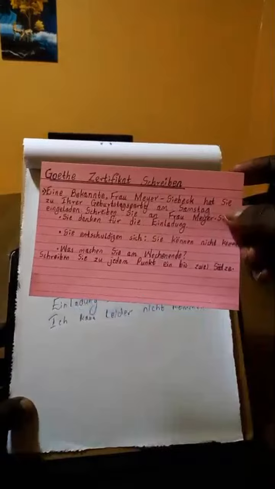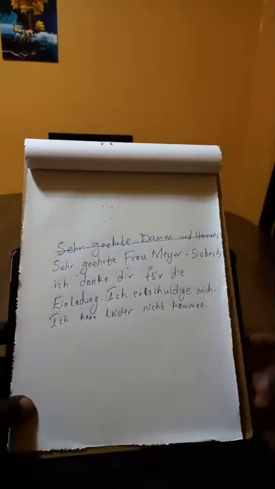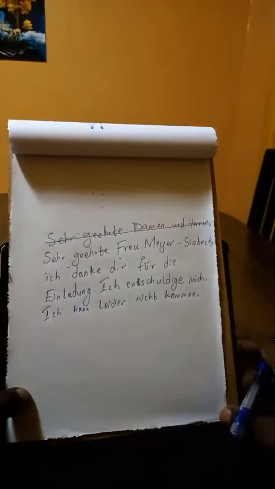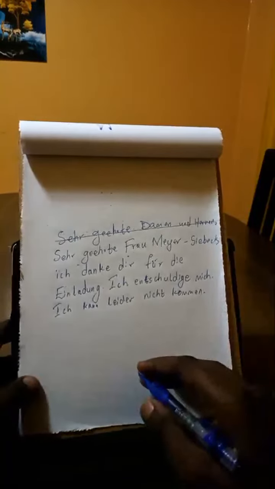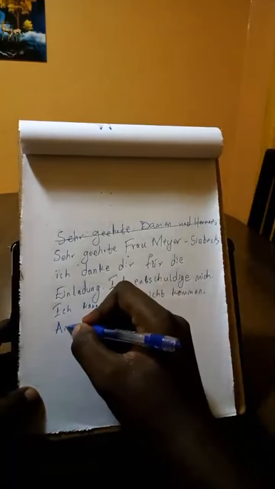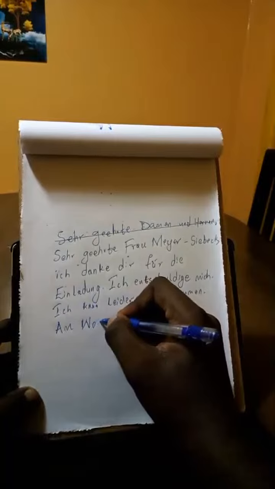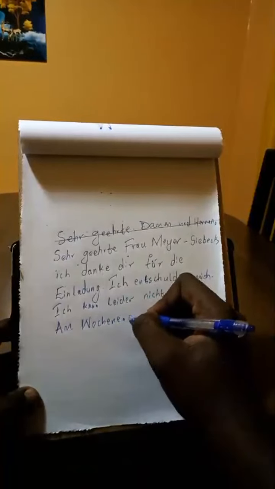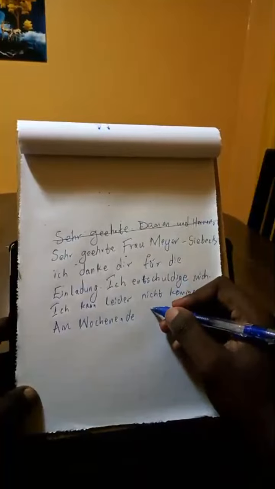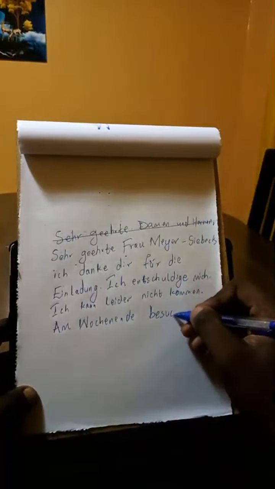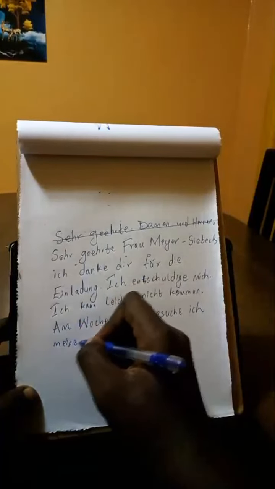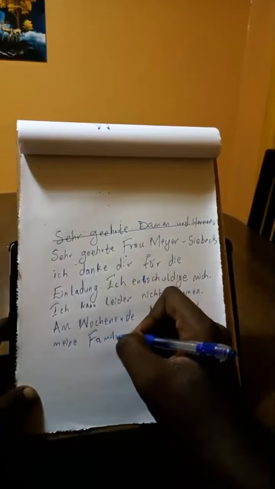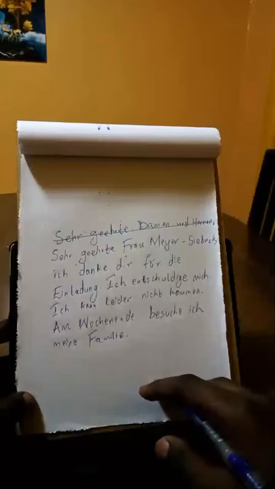And then the last point is, was machen Sie am Wochenende? So tell her, what are you doing over the weekend that will make you not to come, right? So simply go ahead and say, am Wochenende besuche ich meine Familie. And imagine just like that, you will have completed writing your letter.